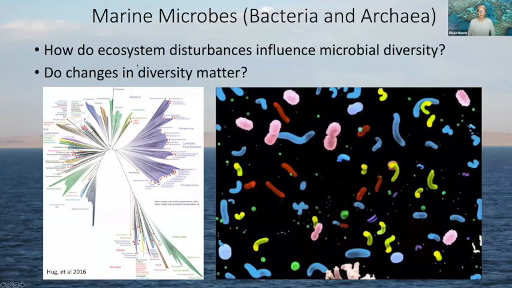All right, so the first thing you want to think about, and particularly in the context of this talk, is how do ecosystem disturbances influence microbial diversity? And if you do influence microbial diversity, or even what microbes are there and how abundant they are, do those changes in diversity even matter, right? So those are the questions that we need to be thinking about when we're going into a system and we're trying to learn about the microbes that are there.